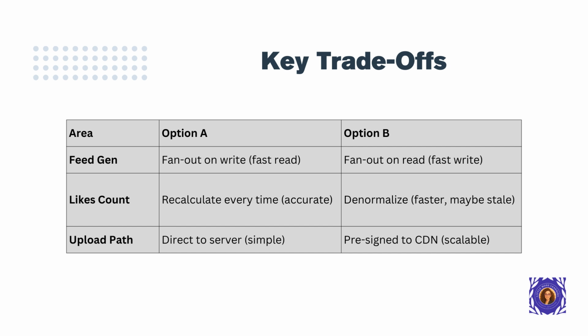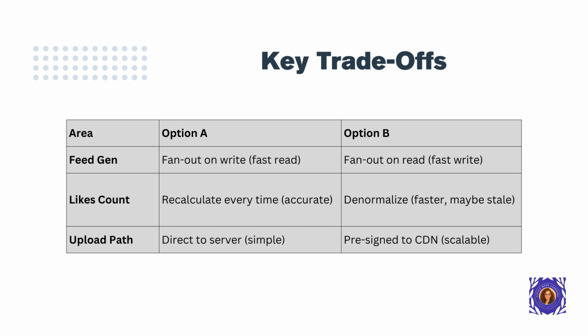System design is all about trade-offs, and Instagram has several critical ones. For feed generation, we choose between fan-out on write for speed versus fan-out on read for write efficiency. For like counts, we trade some accuracy for speed by denormalizing rather than calculating in real time. For uploads, we choose between routing through our servers for simplicity or using pre-signed URLs for scalability. Each choice has implications for cost, latency, and complexity.